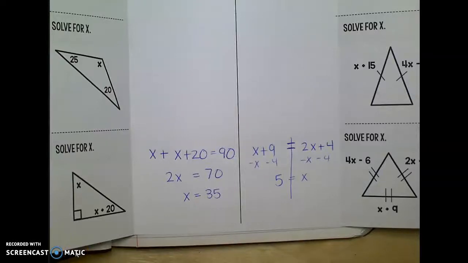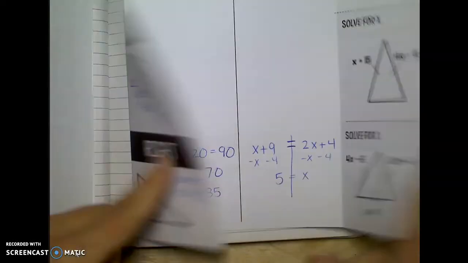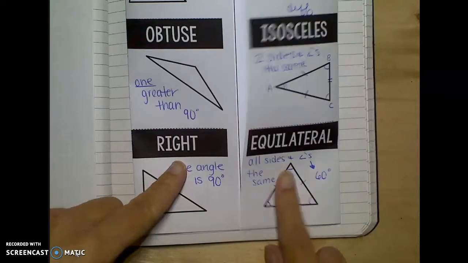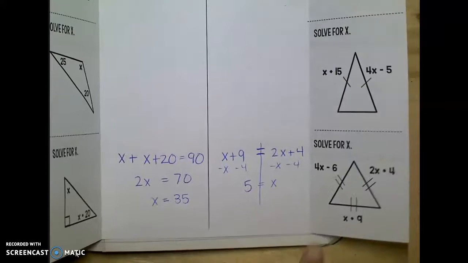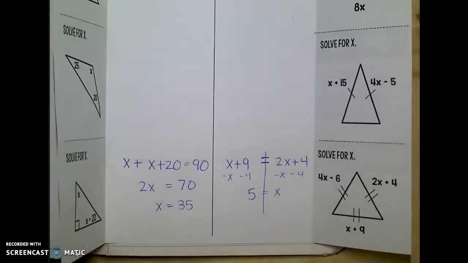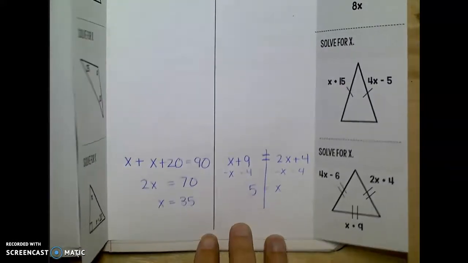Alright guys, so I'm picking up right where I left off. Like in class, we were looking at these notes here underneath equilateral. And we kind of said because all the sides were the same, we could pick any two and set them equal. And so I picked the easiest two.